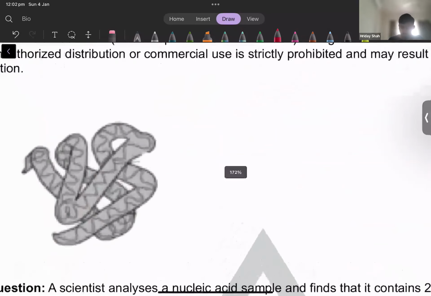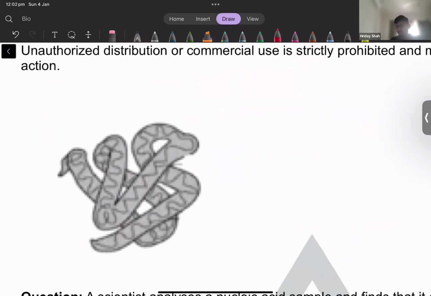And last example, what level is this on?